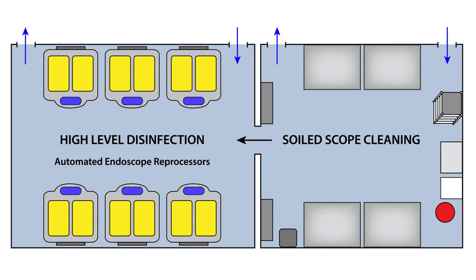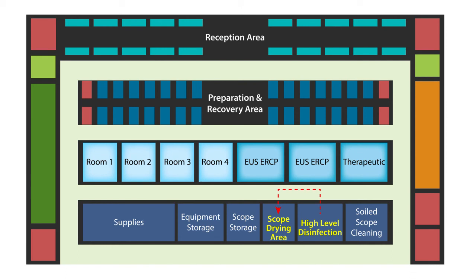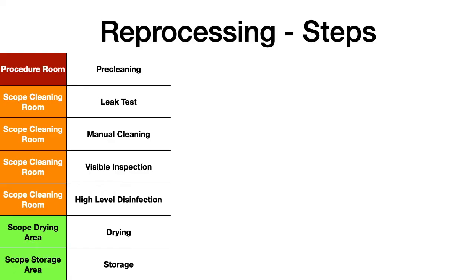Once the scope goes through high level disinfection, then you take it to the next room for scope drying and then for scope storage. So as you can see, there are a lot of different steps, and let us go through these steps one more time so that you understand the reprocessing steps. In the procedure room, we do the pre-cleaning. In the scope cleaning room, we do the leak test, followed by manual cleaning, visual inspection, high level disinfection. Then in the scope drying area, we dry the scope. In the scope storage area, we keep them stored.